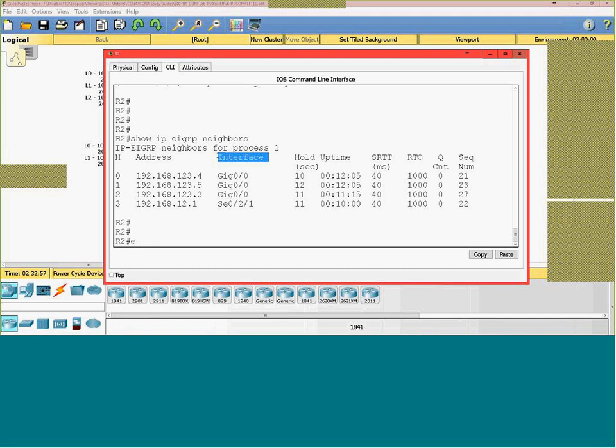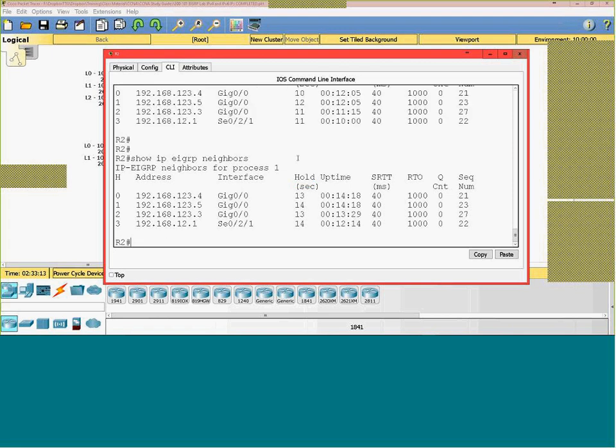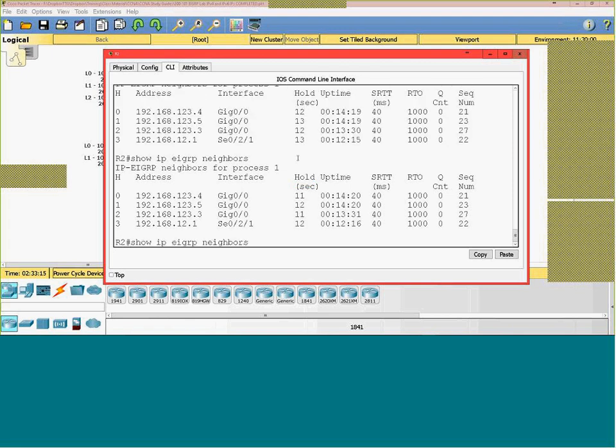Doesn't it? The next hop would be the neighbor and the exit interface would be the interface column. The hold time is how long I'm going to keep this neighbor in the table if I don't get a hello. Now, if I keep refreshing my output here, you can see that those hold timers go from 14 to 13 to 12 to 11 to 10, back to 14 to 13 to 12 to 11 to 10.